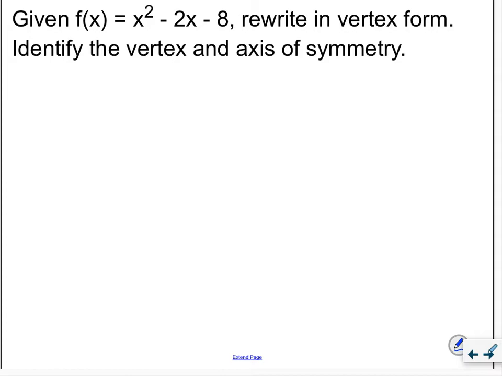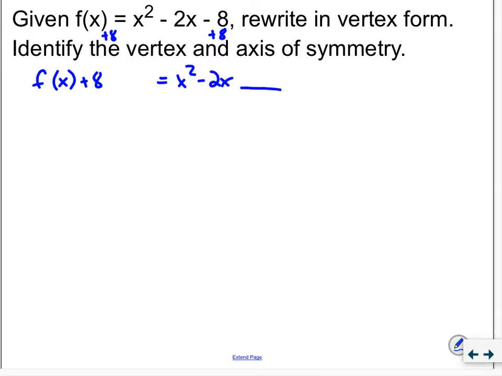So we want to take this equation and rewrite it into its vertex form, and again identify the vertex and the AOS, the axis of symmetry. So let's start off. I'm going to leave a blank space for a second, because what I'm going to do is add that 8 to both sides. I'm going to be even a little bit better than that, and leave another blank space there, because I know I've got to put another number over there.